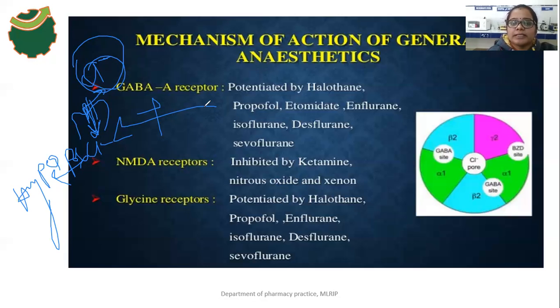So the person is unable to feel the pain. Why? Because there is no transmission of the signal from neuron to neuron or neuron to effector organs. Inhalation anesthetics potentiate the actions of the GABA A receptor. It causes hyperpolarization, and there is no transmission of signals between the two neurons or neuron to effector organs. That's why the patient is unable to feel the pain, due to inhibition of neurotransmission.